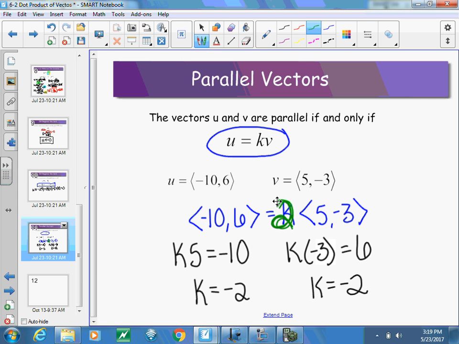Really what you're looking for is the slope of these two vectors, because we know that if two vectors have the same slope, then they are parallel to each other. Here, if I look at the run and the rise, going over 10 and up 6 is the same thing as going over 5 and down 3. We're going in the same direction. Our rise over our run is going to be the same, because that's what parallel lines are. So if you have a scalar multiple, then you know that they have to be parallel to each other.